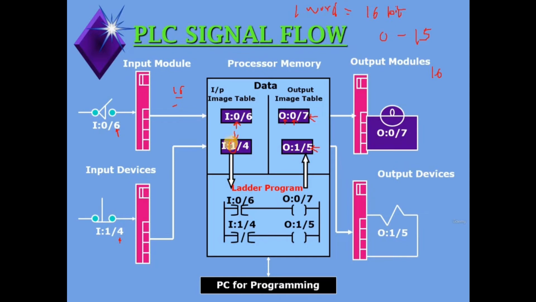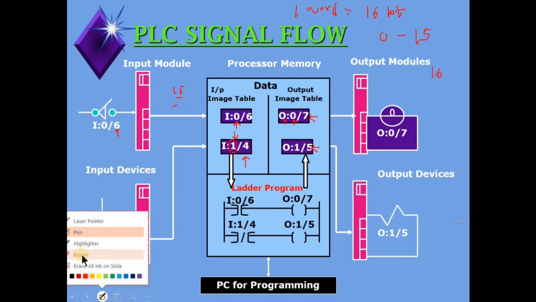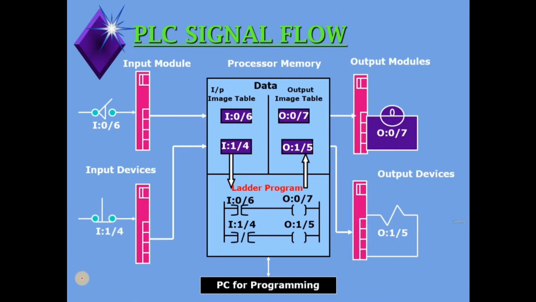Instead of 0 we just need to write down the 1. Okay, so again 1 means what? Here the 1 is nothing but the word number, and the 1 word is nothing but the 16 bit. Means for this address you can use a total of 16 inputs. See, I'm just telling you one more thing like this.